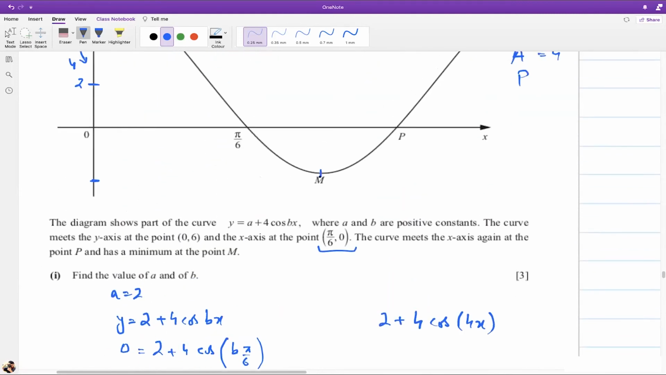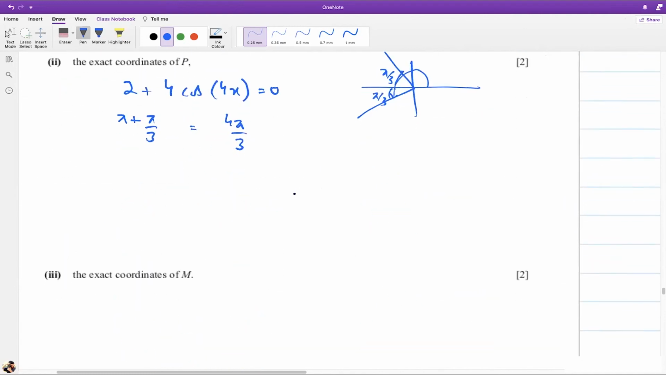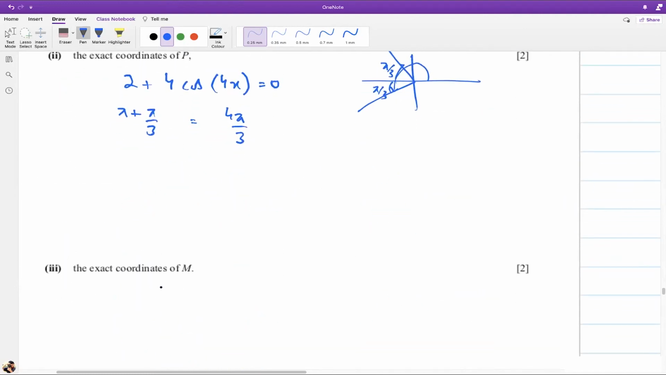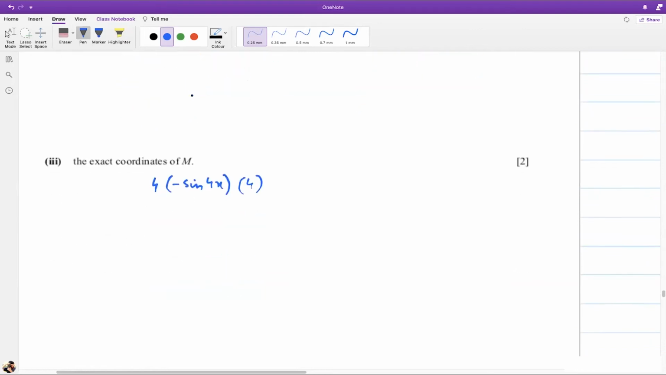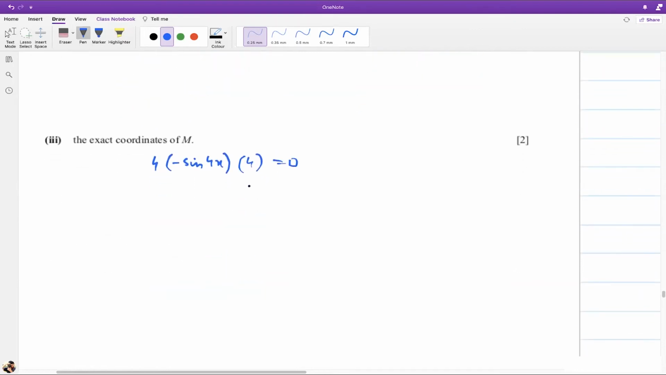M is the minimum point, यानी कि जहाँ पे डेरिवेटिव इक्वल टू 0 हो जाता है। तो हम इसका डेरिवेटिव लेंगे 2 plus 4 cos 4x का, तो 4 मल्टीप्लाई बाय माइनस साइन 4x मल्टीप्लाई बाय 4, ये हमारा डेरिवेटिव है। क्यों? 2 का तो डेरिवेटिव 0 होगा, cos का डेरिवेटिव होता है माइनस साइन, और फिर जब 4x के डेरिवेटिव से मल्टीप्लाई करेंगे तो वो मल्टीप्लाई बाय 4 हो जाएगा, एंड दिस इज इक्वल टू 0 देयर.